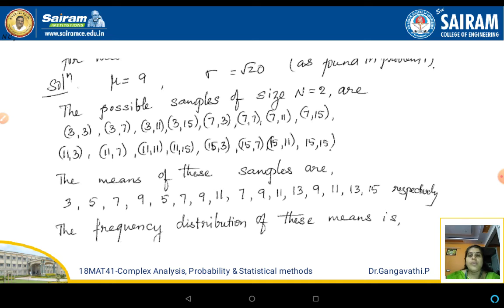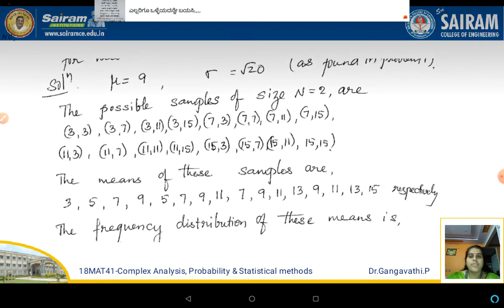So mu here is equal to 9. I have already shown you how to evaluate the mean in the previous problem. Add all the elements of the population and divide by the total number of elements in the population. So adding all and dividing by 4, you get the value of mu as 9. And we have also evaluated standard deviation sigma, which has been already shown in your previous problem. In the same way, if you evaluate sigma, you get it as square root of 20.